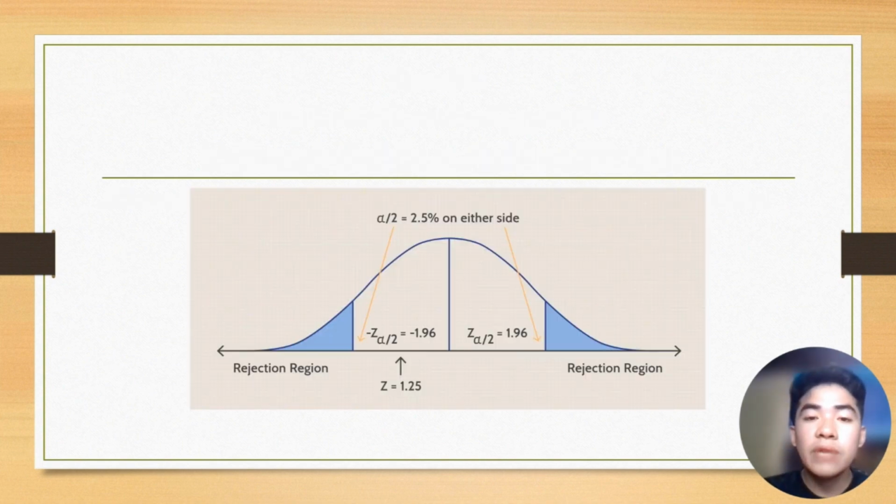So this is our example of a two-sided hypothesis. Both left and right have what is called a rejection region. So the rejection region on the right is 1.96 and on the left it is negative 1.96. So our final answer is 1.25.